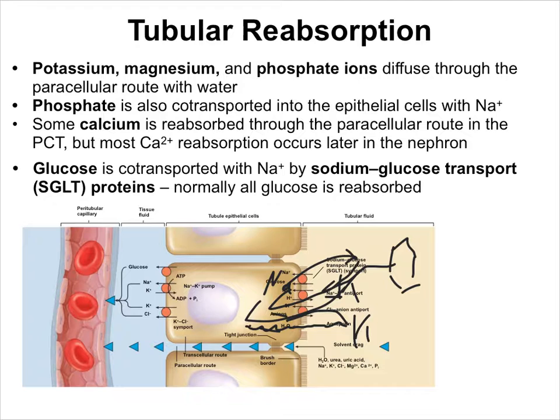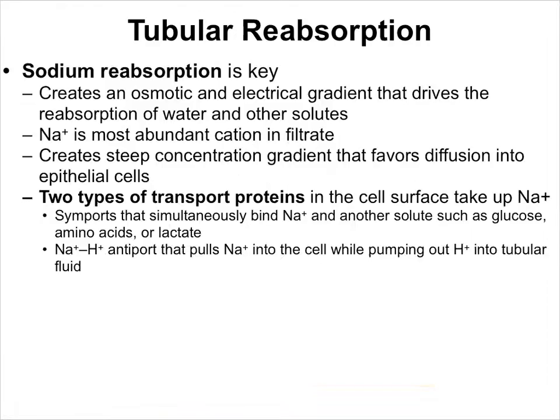Normally, all of the glucose, all of the amino acids, all of the ketones are going to be reabsorbed, unless the system gets overwhelmed, which is the case in diabetes. And this is basically what I was talking about there. Sodium reabsorption creates an osmotic and electrical gradient that drives the reabsorption of water through the paracellular route, which carries other things with it: magnesium, phosphate, potassium, that sort of thing.